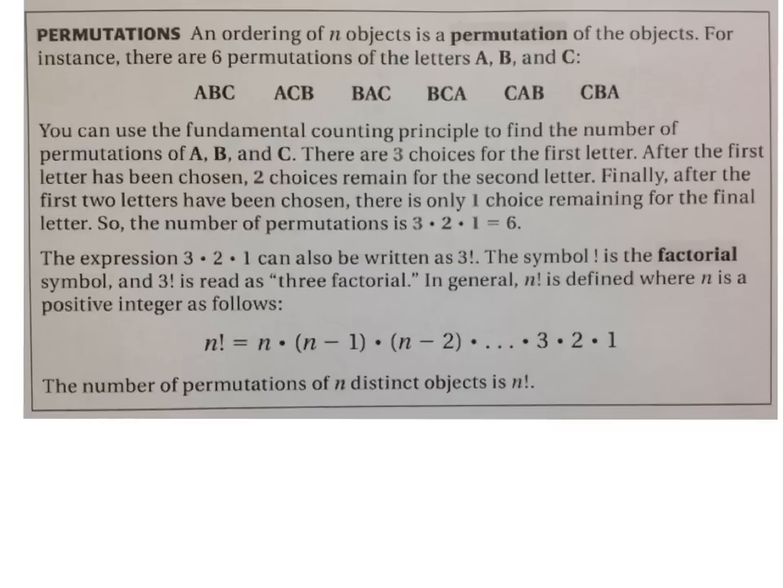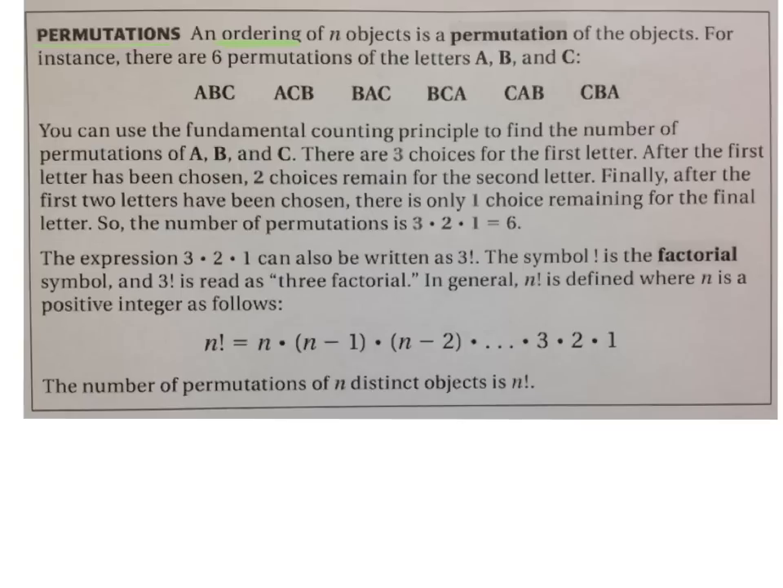Alright, now we're moving on to something new. Permutations. So that is a big vocabulary word for you today. Permutations. An ordering of n objects is a permutation of the objects. So permutation is when the order of these things is important. Okay? For example, there are 6 permutations of the letters A, B, and C. We could write ABC, ACB, BAC, BCA, CAB, or CBA. Those are 6 different ways to write the same letters but in different orders.